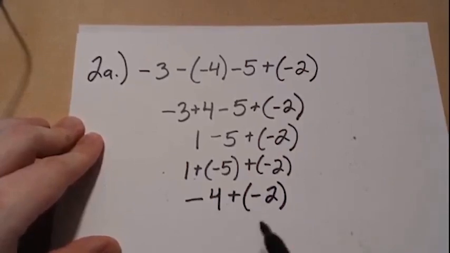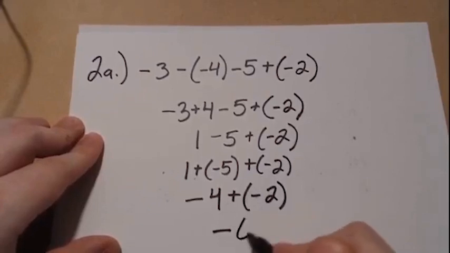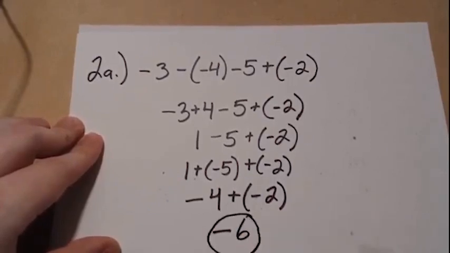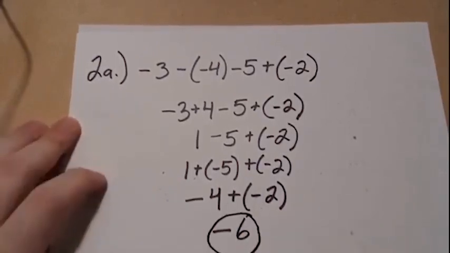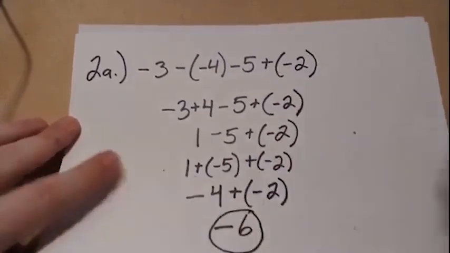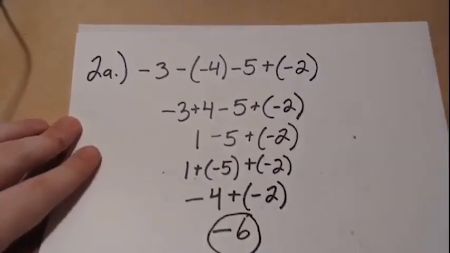So we have -4 plus -2. We're adding two numbers with the same sign, so our answer is negative because the common sign was negative, and 4 plus 2 is 6. So 2a would be -6. Now 2b.